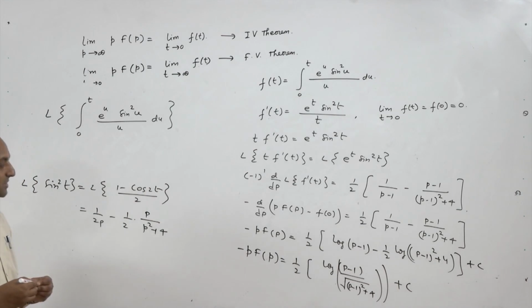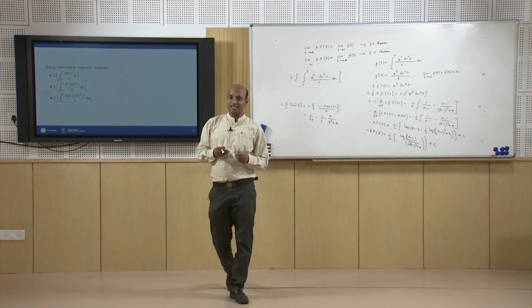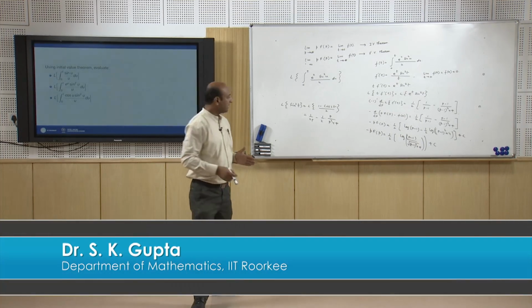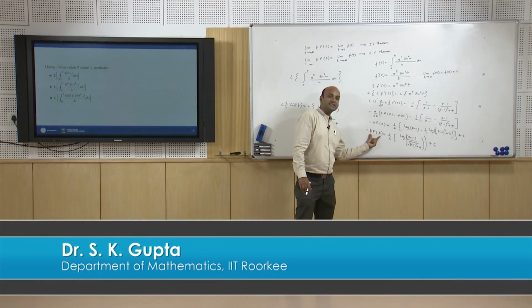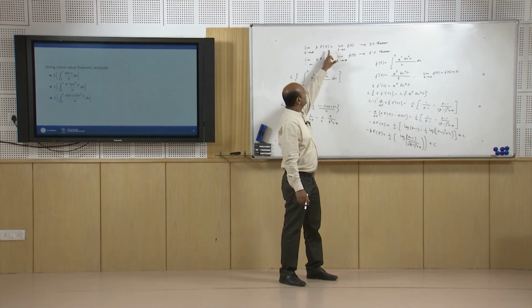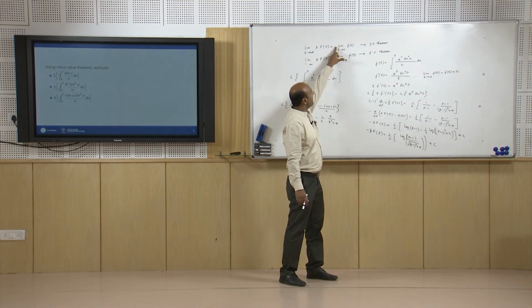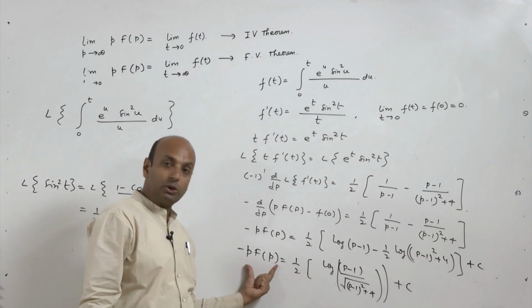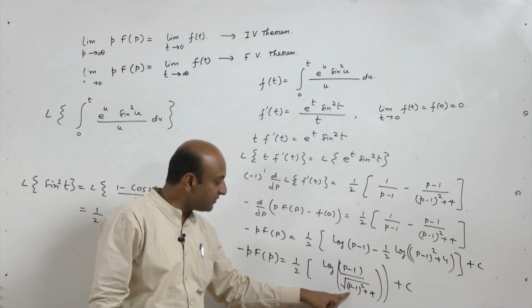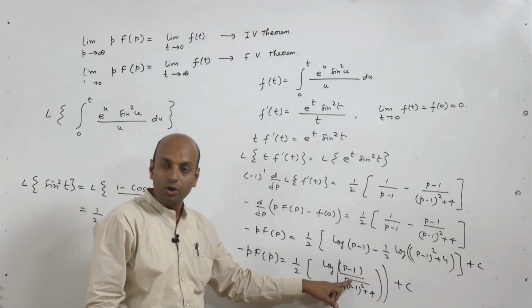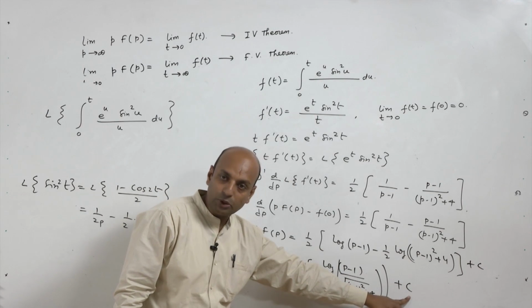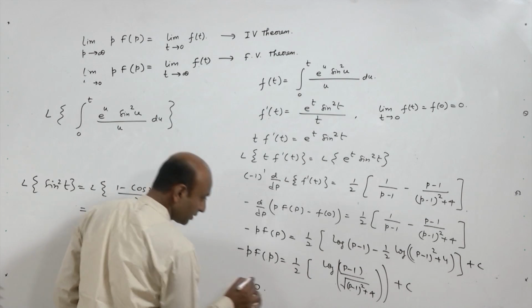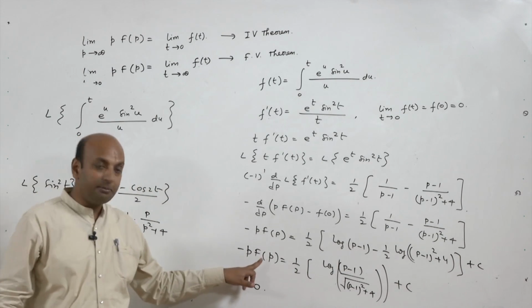Now, you can use the initial value theorem to find the value of c. Take limit p tending to infinity on both sides. As p tends to infinity, this side will be equal to limit t tends to 0 f(t), which is nothing but 0. So this side will be 0, as p tends to infinity this will tend to 1 and log 1 is 0. So c is nothing but 0. So c will be 0, and F(p) can be found.